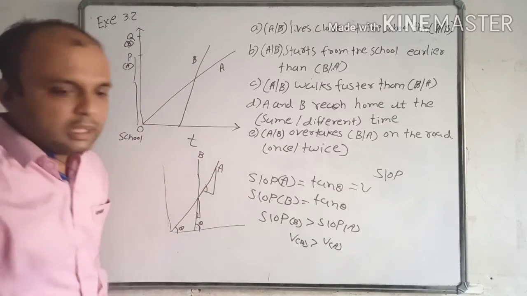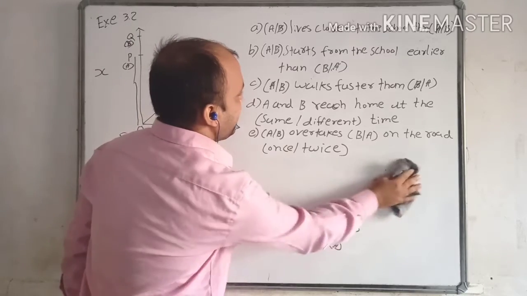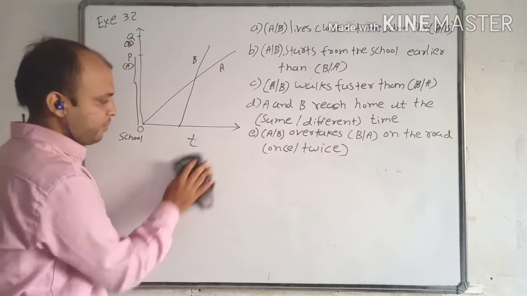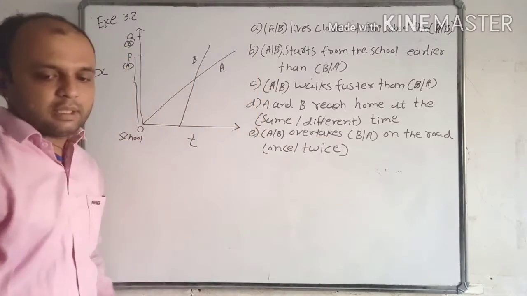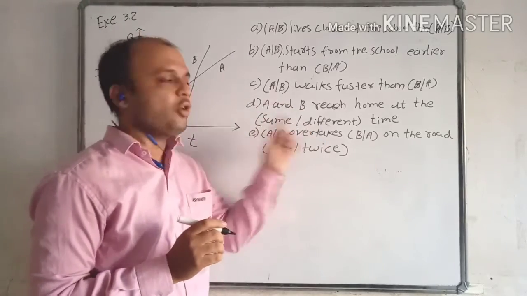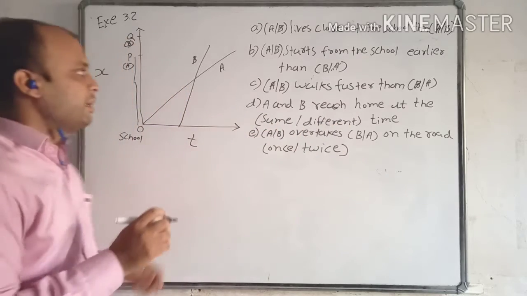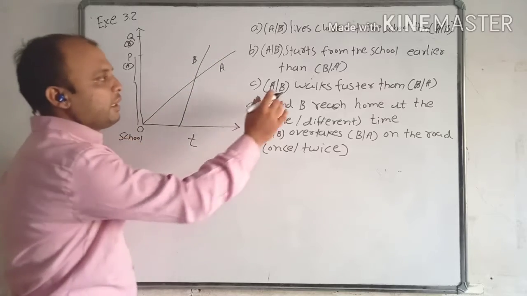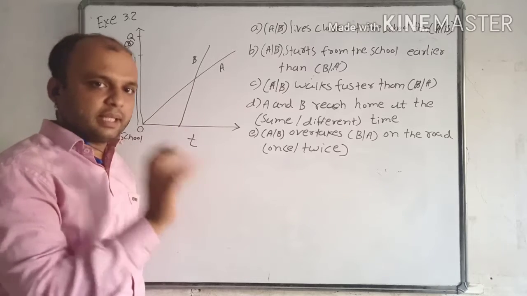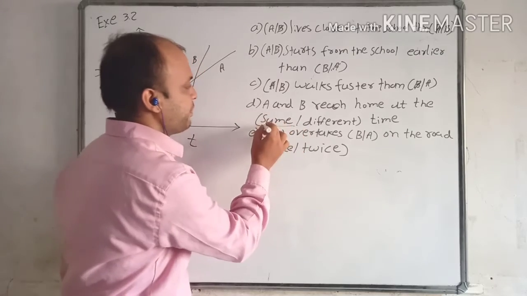In the fourth condition, they ask whether A and B reach home at the same time or at different times. Here they again ask about time. They do not have the same velocity, but the distance is the same. So what happens? The time will be the same.